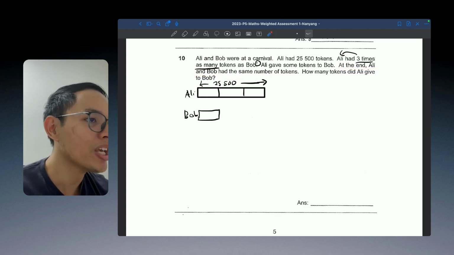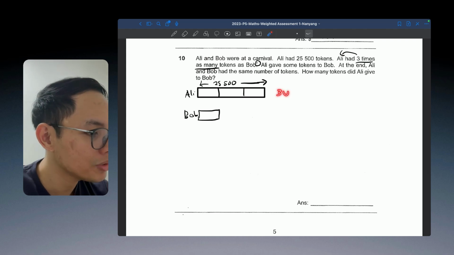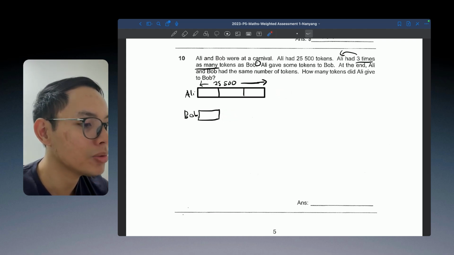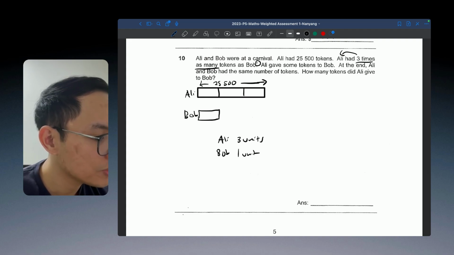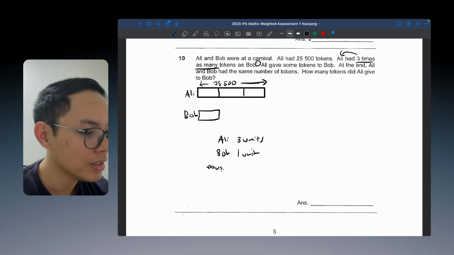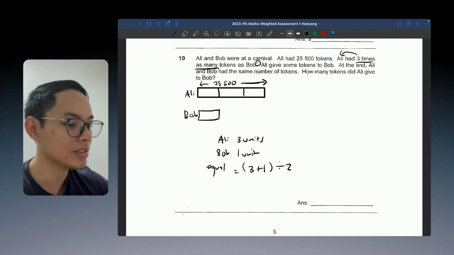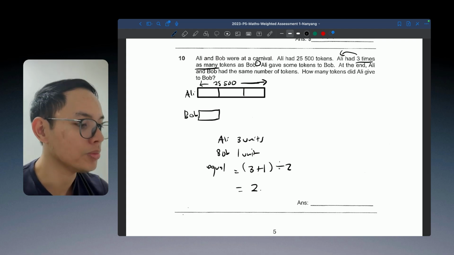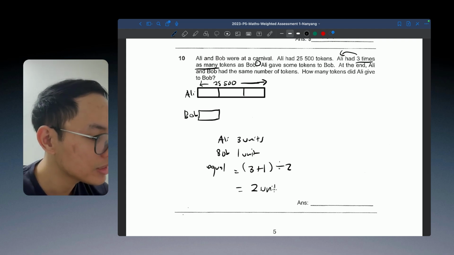So you can see here, how can we make Ali the same number as Bob in this model? We have 3 units over here, right? 3 units, and we have 1 unit. So how do we make it equal? Essentially, Ali has 3 units, and Bob over here has 1 unit. So this is unequal. To make it equal, that means 3 plus 1, and then we divide by 2 to make it equal. Equal means half, divided by 2, then it should be 2. So they end up equal, which is roughly 2 units each.